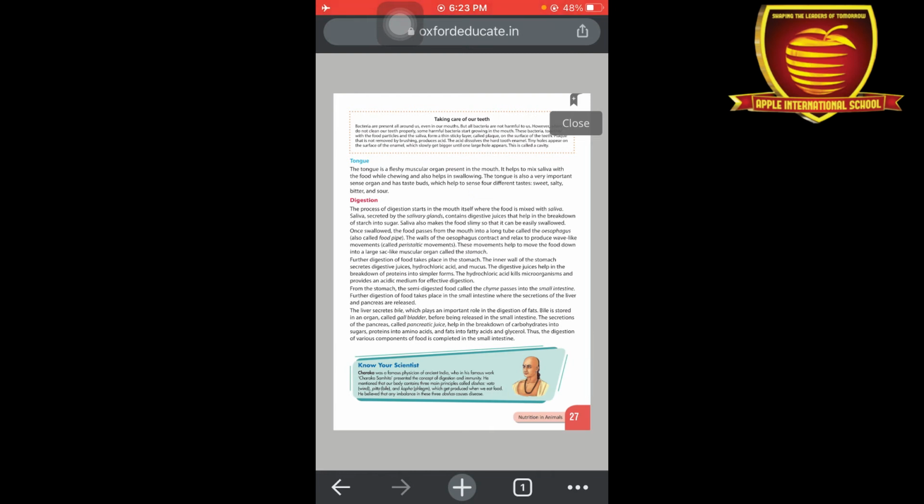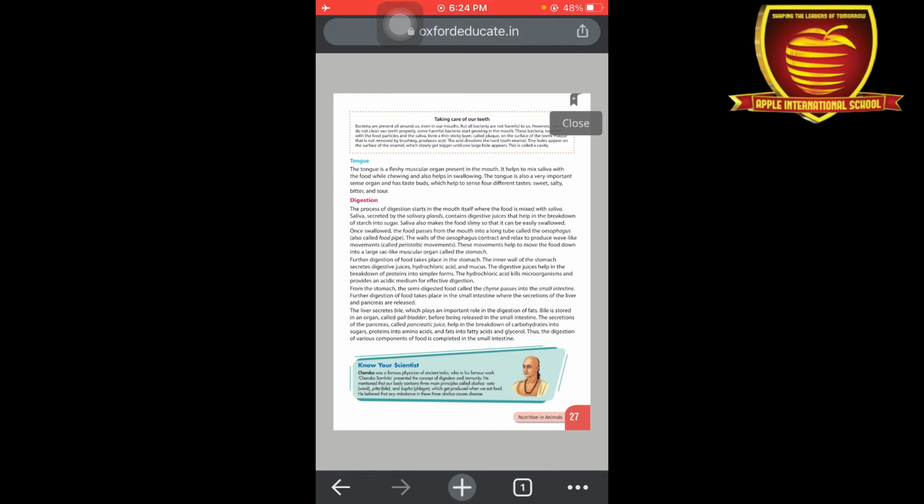Saliva means, in our mouth there are salivary glands which secrete saliva. When that saliva mixes with our food, it becomes soft and easy to swallow, which helps it pass from our mouth through the esophagus pipe to the stomach. It helps to mix saliva with the food while chewing and also helps in swallowing.